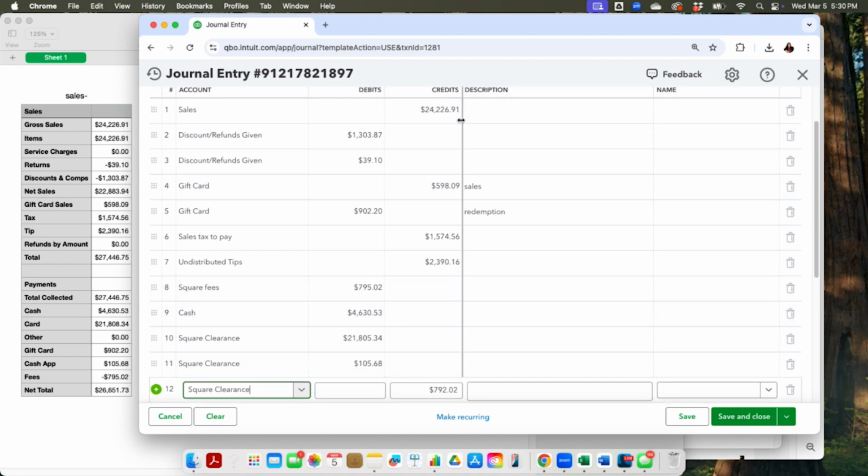So you got the sales, you got your discount and your refunds, you got your gift card sales as a liability, gift card redemption, sales tax to pay, undistributed tips, those are all credits. Square fees is a debit, it's an expense account, $795.02. What was paid with cash, $46.30.53. Square clearance, and sometimes you have, like I said, Square clearance is for credit card. Anything that has credit card here, that's where it's gonna go.